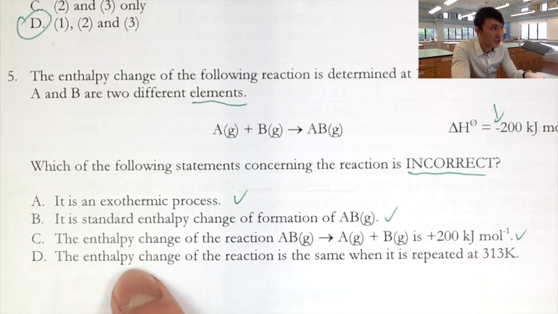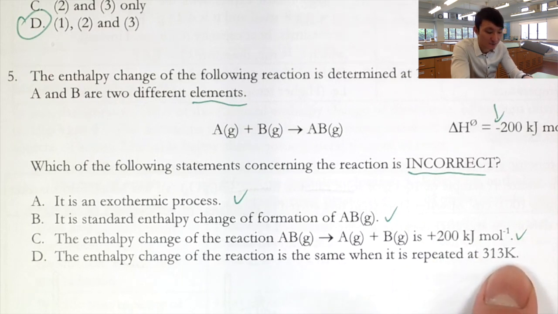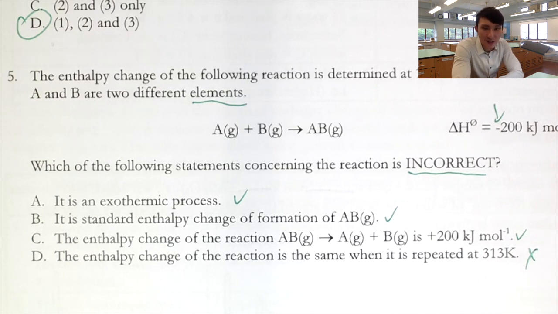And here the enthalpy change of the reaction is the same when it is repeated at 313 K. This one I'm not sure, because this is exactly why we need the standard condition. The standard condition is because reaction may take place differently at different temperature. So that's why we have to fix it into 298 K. All right?